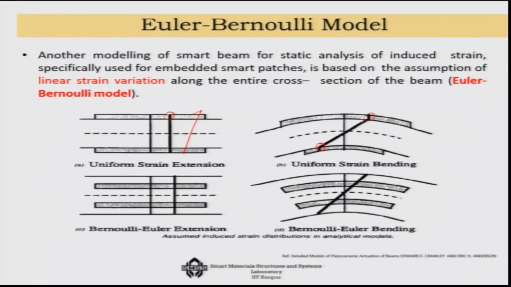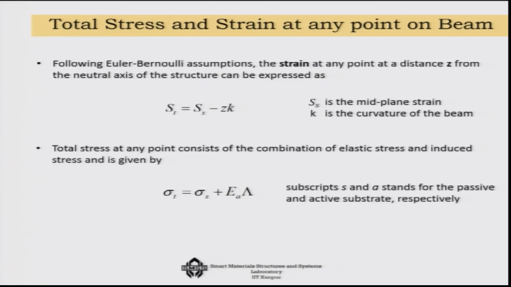Even though the strain reversal is taking place in the rest of the beam, in the patches it is uniform. The other model is for when the patch is not surface bonded, but embedded inside. During extension this strain is the same, but during bending there is a variation inside the piezoelectric material also. So, that is the Bernoulli Euler bending. So, we have a uniform strain bending and a Bernoulli Euler bending. These are the two models that we can think of.